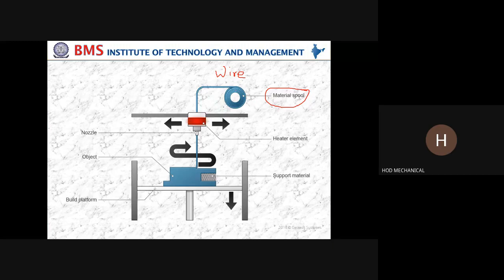I am going to send the spool through the nozzle. At the end of the nozzle, there is going to be a heating element. I am going to have a heater here, and that heater is going to heat this wire. The material we'll discuss later. Just remember, some polymer wire, ABS plastic or PVC plastic wire, has come here into the heated element. Now it has been heated.